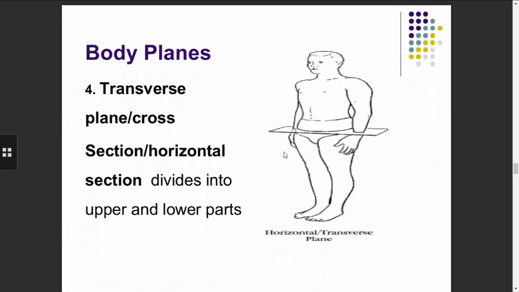Fourth one is the transverse plane, or cross section, or horizontal section. It divides the upper part and lower part.